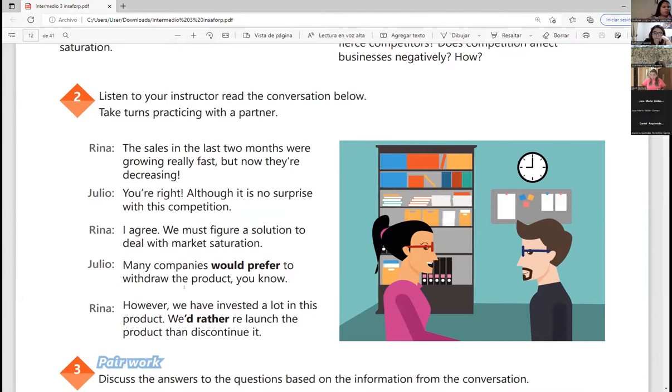One more time. Okay, it says, the sales in the last 2 months were growing really fast, but now they are decreasing. You're right, although it is no surprise with this competition. I agree. We must figure a solution to deal with market saturation. Many companies would prefer to withdraw their product, you know? However, we have invested a lot in this product. We'd rather relaunch the product than discontinue it.